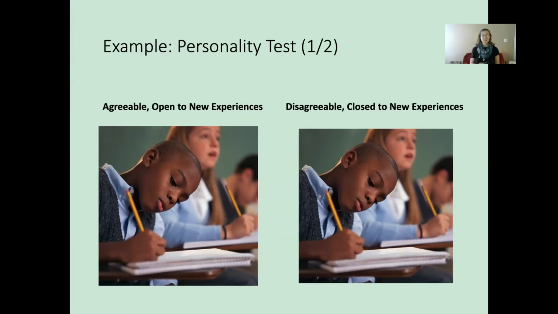Imagine that he takes this test the first time and it finds that he is agreeable and open to new experiences. But if he takes the same personality test 6 months later, it shows that he's disagreeable and closed to new experiences. Is this a reliable test? It's not reliable because it gives us 2 different results at 2 different points in time. And we can be pretty sure that personality, which is a very stable construct, has not changed in 6 months.